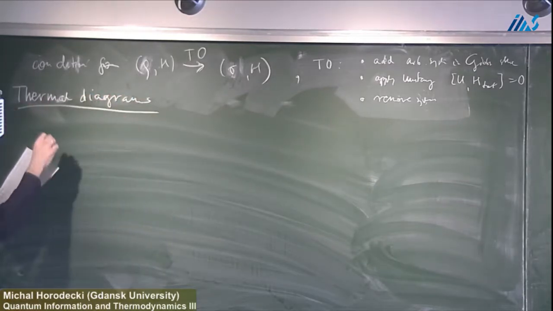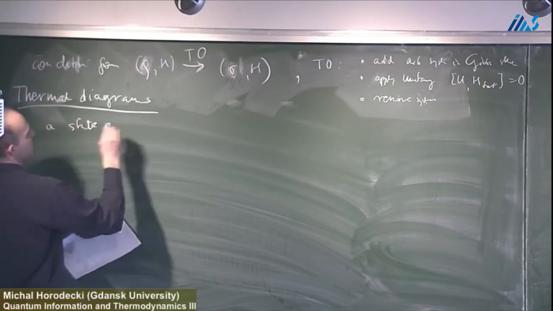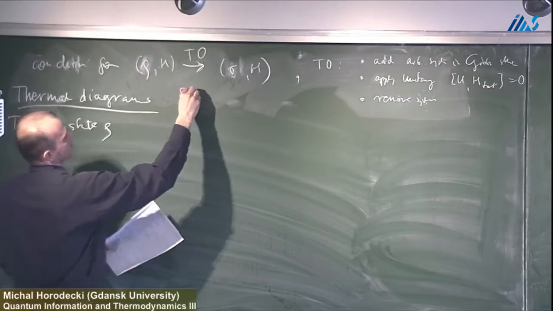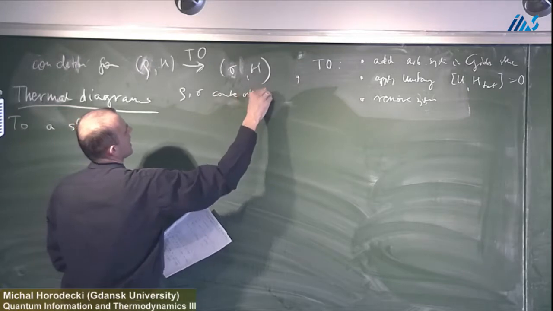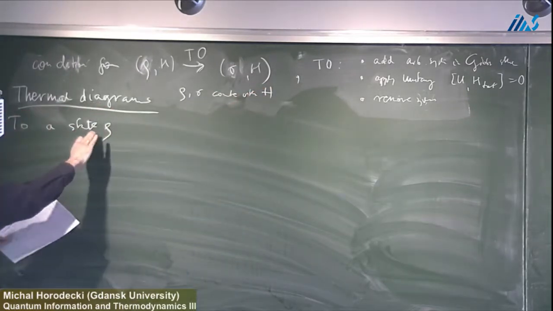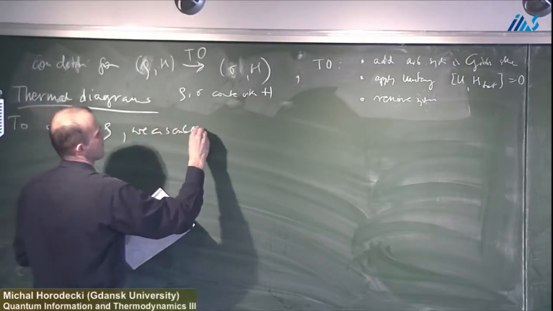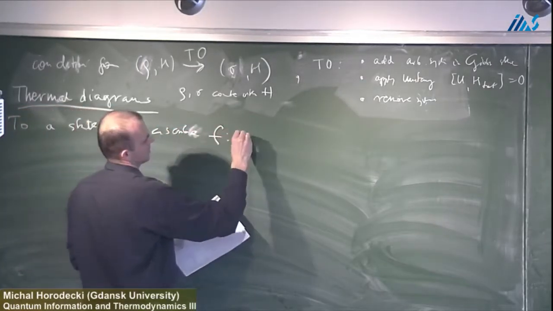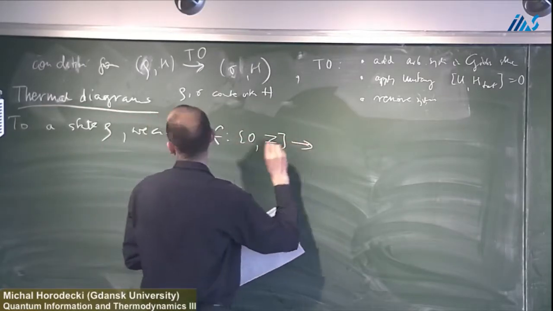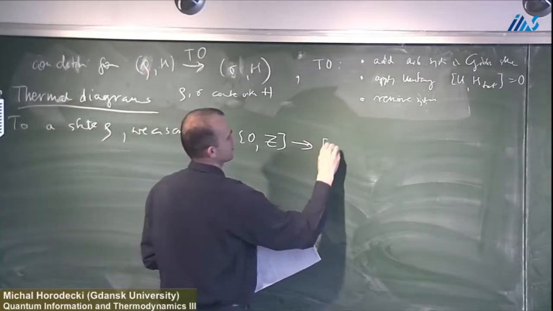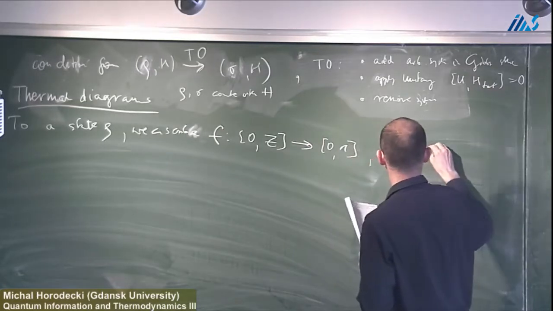So simply to state rho. I will say rho and sigma commute with H. So to a state rho, we ascribe a function that acts from Z to 0, 1, where Z is the partition function.